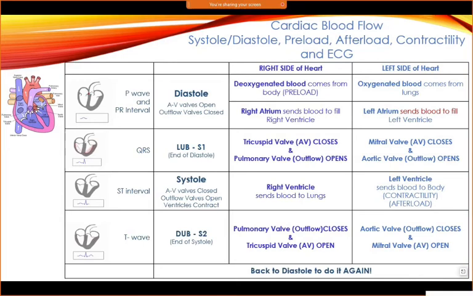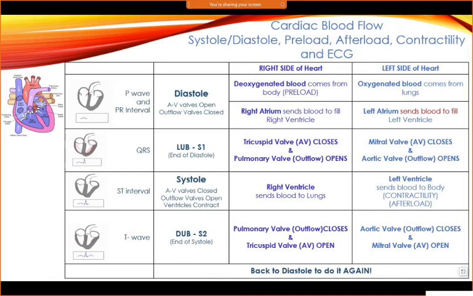Then we have our snap shuts. The AV valve snaps shut, the outflow valves open, diastole has officially ended, we are getting ready to eject. When we are getting ready to eject, the QRS is happening. Because during systole, during ejection, we are actually in an interval. Okay? During systole, and you can see how short systole is. It's so short. It's just your QRS and your ST interval.